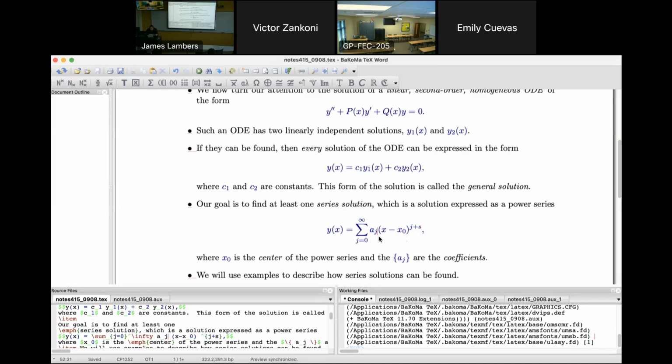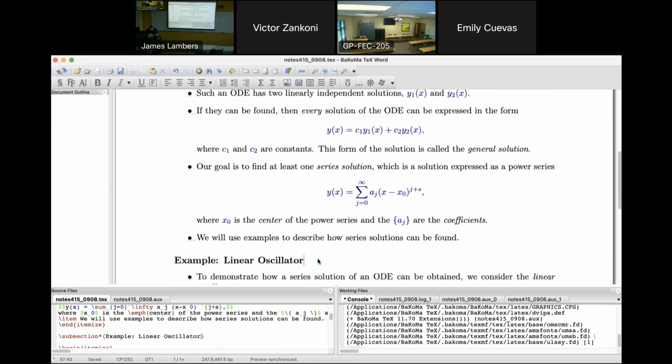And generally we're going to find them in order, increasing index. X naught, this value, is referred to as the center of the power series. Usually that will be 0. So it's best not to just try to describe a general method, but rather illustrate Frobenius' method using examples.